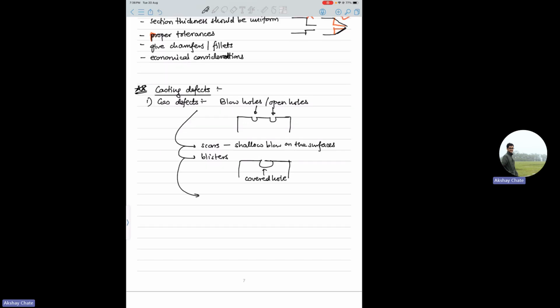Then you have pinhole porosity. Sometimes we just call it porosity. This is primarily due to hydrogen. See, hydrogen is a lighter gas, so when it comes out, it will not form big holes. It will be small holes. So you'll not be able to see big open blows. But if you go close to the surface and try to observe, you'll see small size pores.